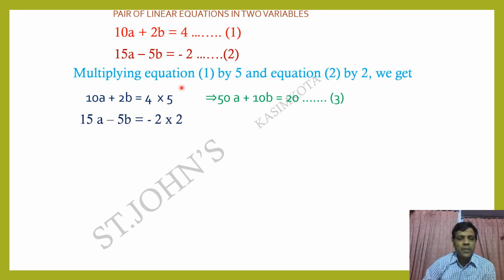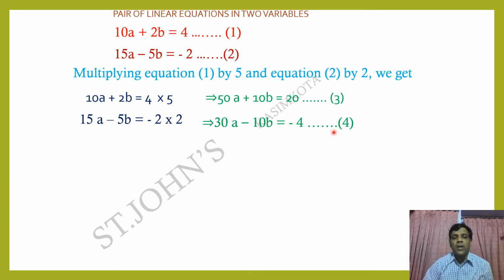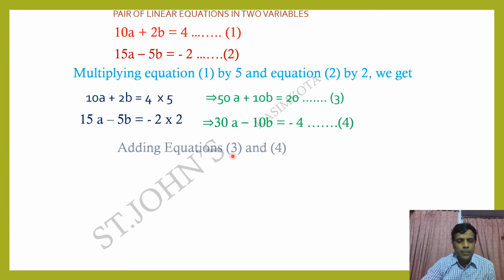Next one, the second equation multiplied by 2. What is the second equation? 15a minus 5b equals -2, multiplied by 2. So 2 into 15a, 30a, 2 into -5b, -10b, 2 into -2, -4. This is the fourth equation. Now we have to solve these two equations. Here 10b and 10b, these b terms are equal. The first equation contains plus 10b, the second contains minus 10b. Now we have to add these two equations. The b terms are cancelled. Are you clear?